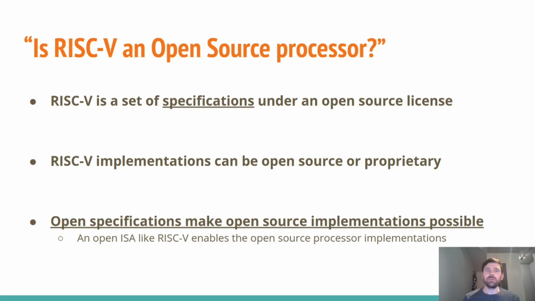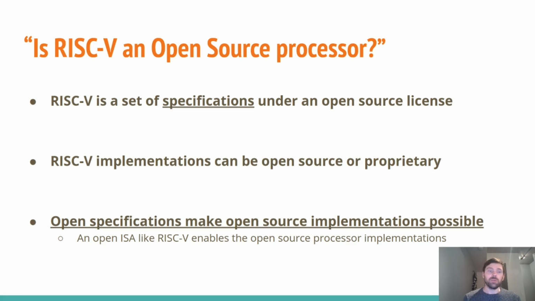So sometimes I hear the question, is RISC-V an open source processor? That's not quite right. RISC-V is a set of specifications under an open source license. And RISC-V implementations can be both open source and proprietary. So just because it's RISC-V doesn't mean that it's an open source implementation of a processor. It just means it's implementing the open RISC-V specification.